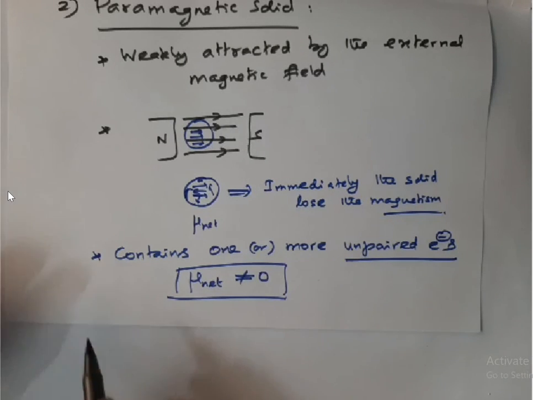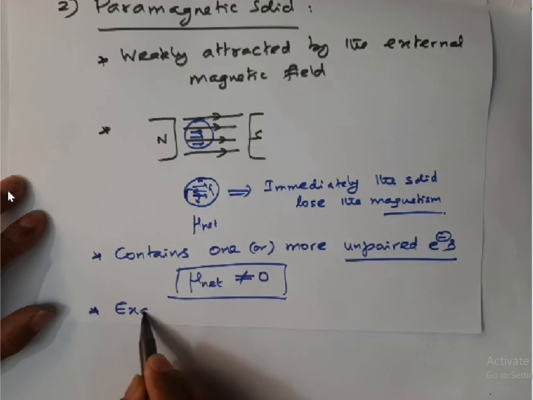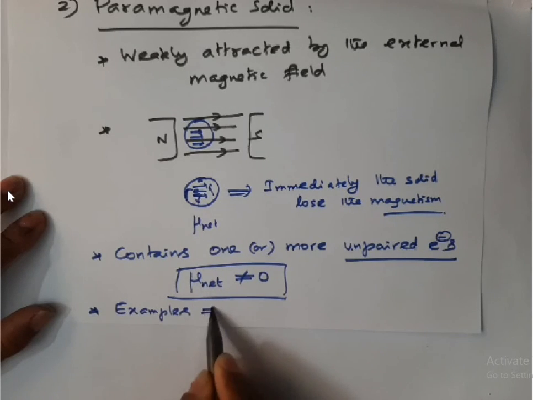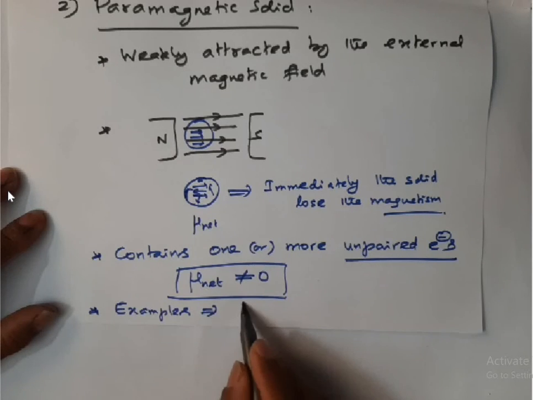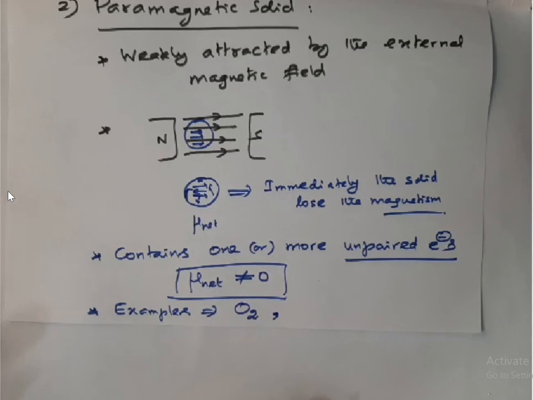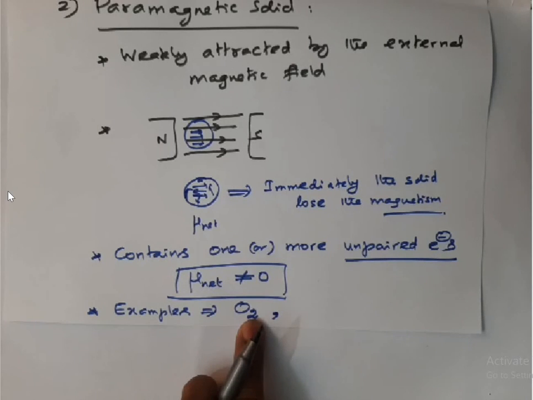Okay, examples. Let me give some examples here. Actually, a lot of examples are there, but I am going to give you only a few. Listen, the molecule O2, the oxygen molecule. You might have learned the molecular orbitals of the oxygen molecule in your lower class, where you may find that the oxygen molecule has two unpaired electrons. Therefore, oxygen molecules are paramagnetic substances. It is weakly attracted by a magnet.